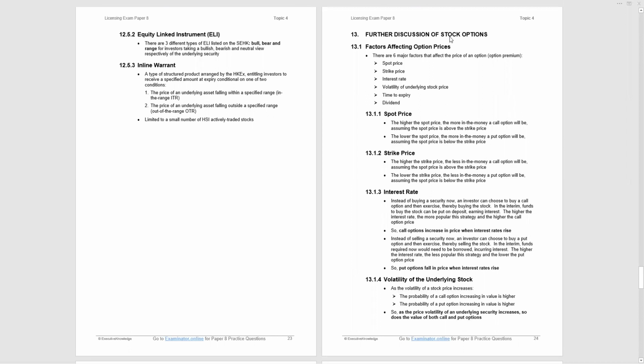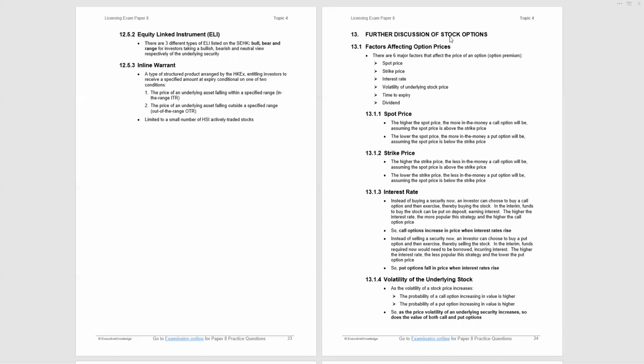12.5.2, we have equity-linked instruments, three different types, bull, bear, and range, and these are debt instruments that are linked to equity. And then one that's been added relatively recently, the inline warrant. We're told it's a type of structured product arranged by stock exchange entitling investors to receive specified amount at expiry conditional on one or two conditions.